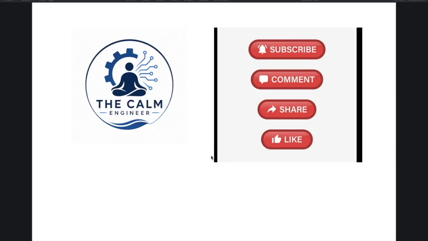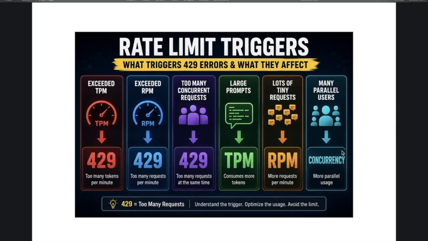Let's get started. The first thing we'll go over is what the rate limit triggers are, as this image is showing: rate limit 429 error triggers. It can be exceeding TPM, meaning too many tokens per minute, which can throw a 429 error. If you exceed RPM, too many requests per minute, it will throw a 429. If there are too many concurrent requests, too many requests at the same time, 429. Large prompts consume more tokens, so you'll hit the TPM rate limit, 429.